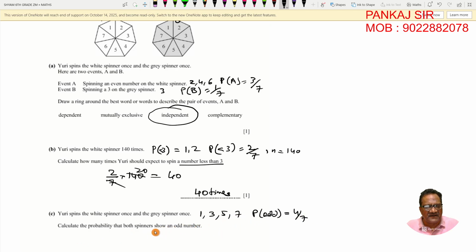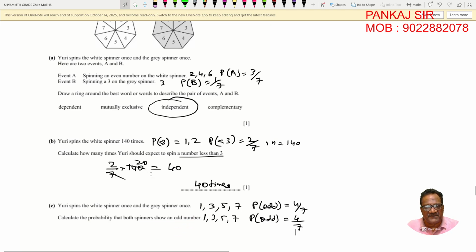And in the gray spinner, what are the odd numbers? 1, 3, 5 and 7, right? In this also you have 1, 3, 5 and 7. So probability of getting an odd number is also 4 over 7, right? Yuri spins white spinner once and gray spinner once. Calculate the probability that both the spinners show an odd number.